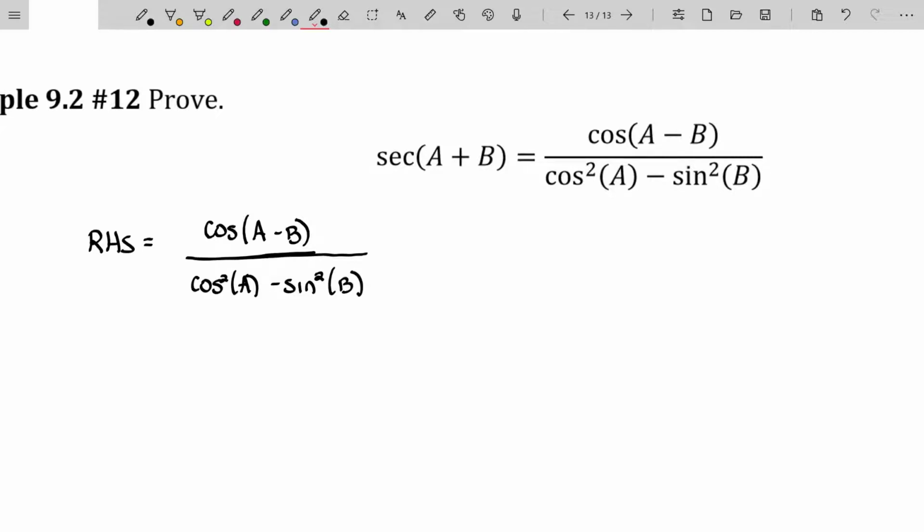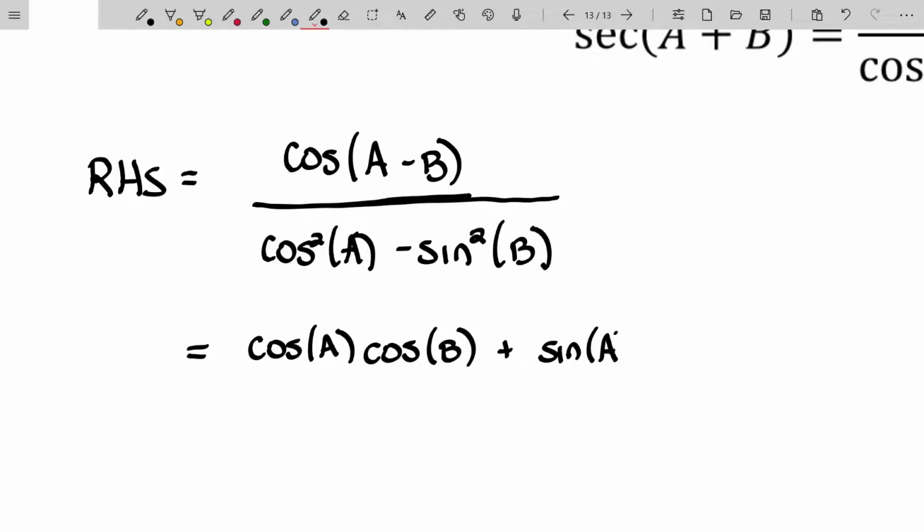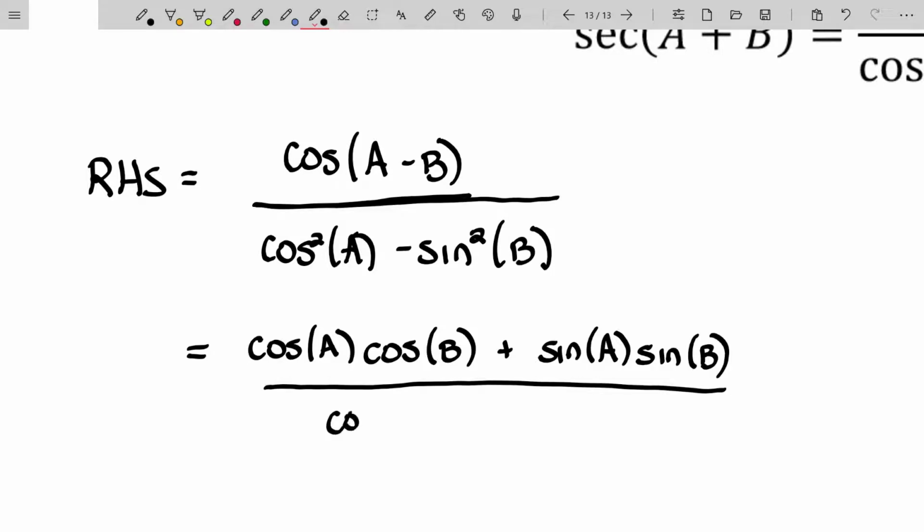Now, I have a trig identity I can use right now, and that's the difference of angles formula for the cosine. That is going to be, in the numerator, a cosine of A times a cosine of B plus the sine of A times the sine of B. And this is all over the cosine squared of A minus the sine squared of B.